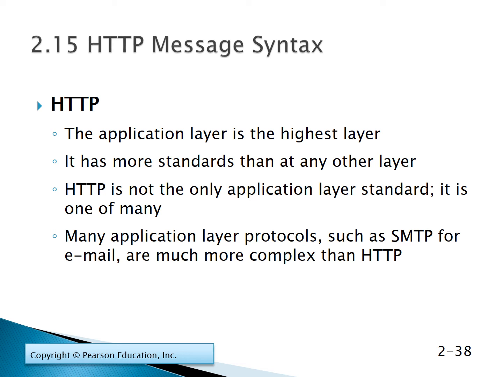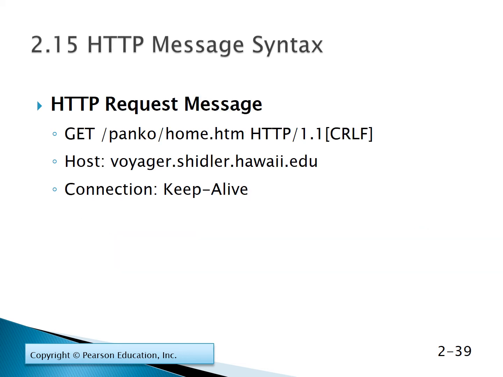We have just been using HTTP as an example because it's one of the most popular uses of the internet. There are many different application layer protocols such as SMTP for email, and some of them are much more complex than HTTP. HTTP actually is relatively simple. If we want to get the content of a web page, we send an HTTP request message. For example, GET is the action that you want to do, this is the page that you want to get, and this is the protocol of HTTP that you are following.